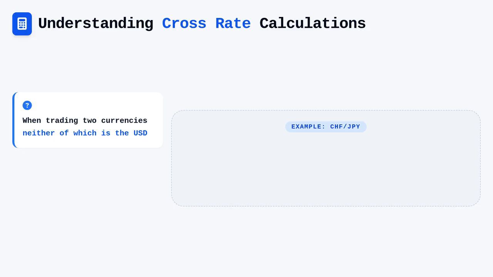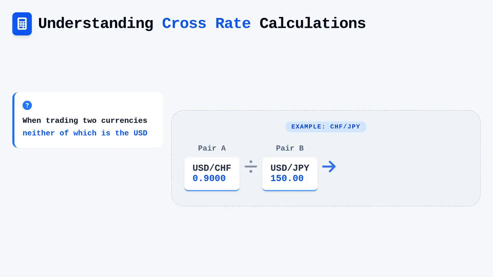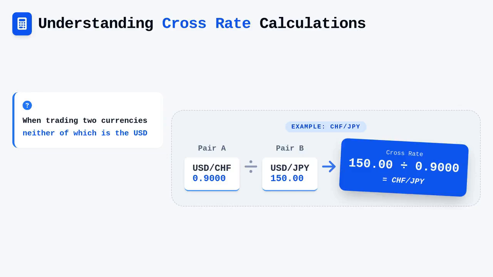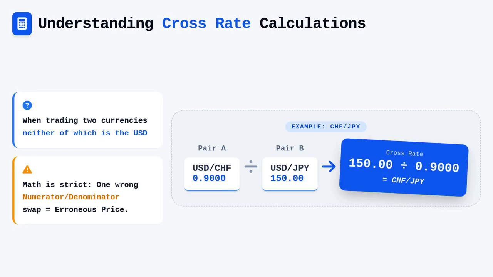To calculate the cross-rate correctly, you must first identify the base and quote currency components within your primary pairs. If you have US dollar to Swiss franc at 0.9000 and US dollar to Japanese yen at 150.00, expressing Swiss franc to Japanese yen requires dividing the JPY rate by the CHF rate. Mathematics here is strict, and a minor confusion between which value acts as the numerator or denominator will result in a completely erroneous price. You must maintain mental clarity regarding the direction of the quote to ensure your derived rate reflects reality.